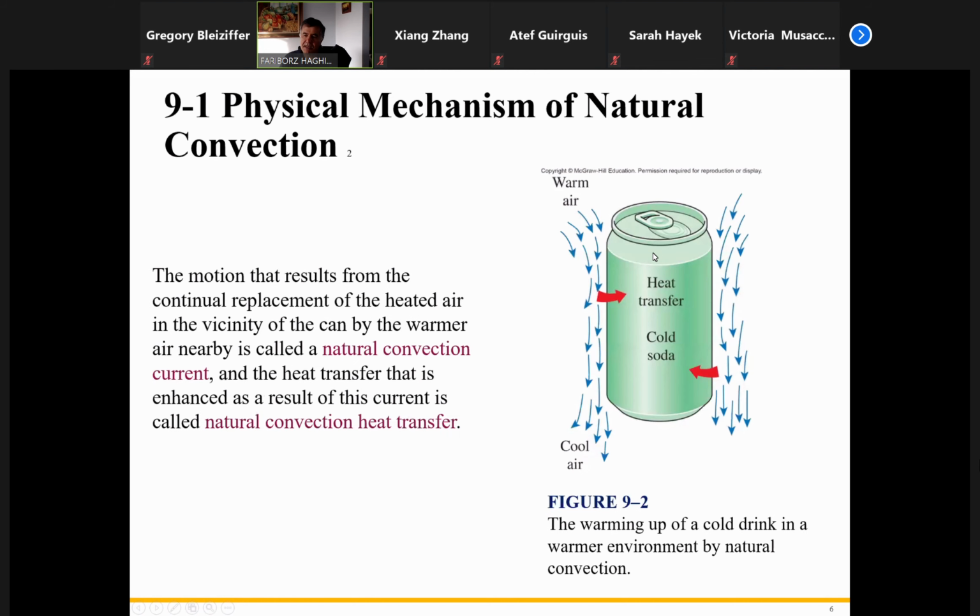In this case, the pattern is down. Warm air will come here and get colder. As it gets colder, it becomes denser. As it becomes denser, it will go down. As it goes down, some fresh air comes here. Therefore, this happens all the time.